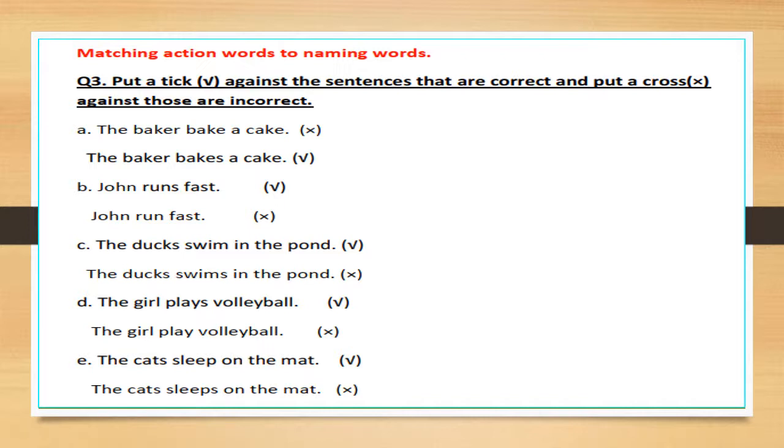So children, let's see B part. John runs fast. This one is the correct one. John run fast. The sentence is wrong because John is singular. So with the singular subject we will write first form of the verb and s or es. So the John runs fast is the correct one.